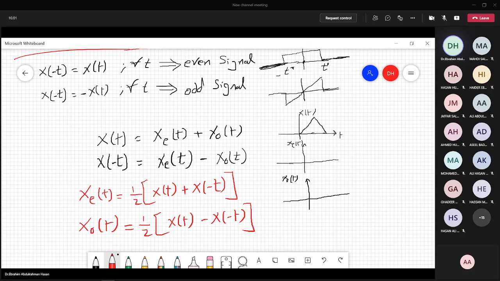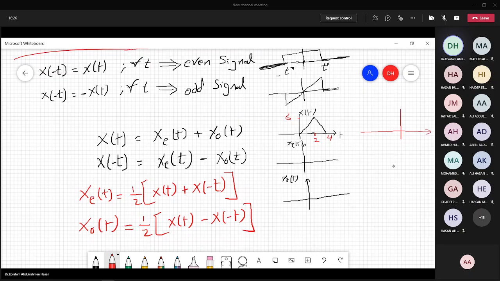So let me say that this is 2, this is 4. And here, let me say it is 6. So this is x of t. Then what is x of minus t?